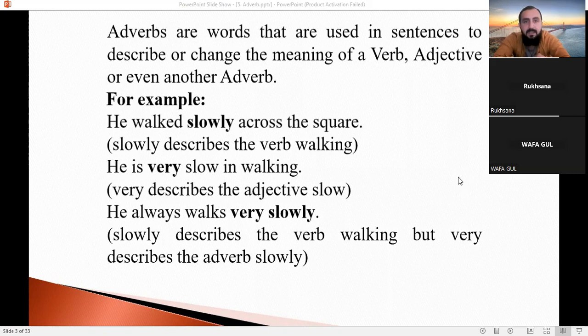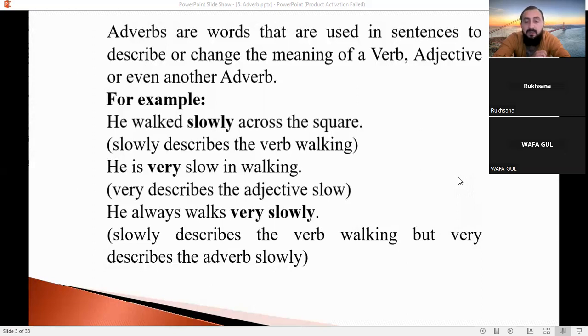So I said that adverbs are words that are used in sentences to describe or change the meaning of a word, adjective, or even another adverb. So adverbs always describe verbs, adjectives, or some other adverbs. In the first example, we have the adverb slowly, and it is describing walked. Walked is a verb. And he is very slow in walking. So very becomes an adverb and slow becomes an adjective. So an adverb also describes an adjective.